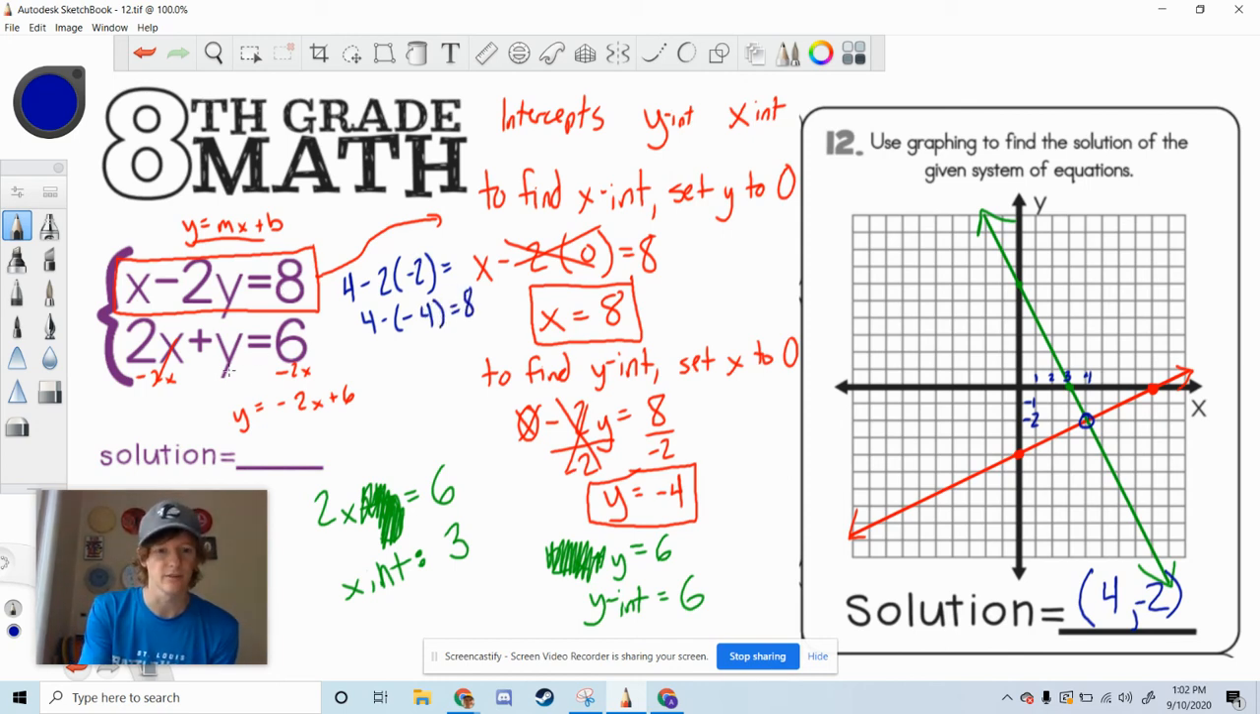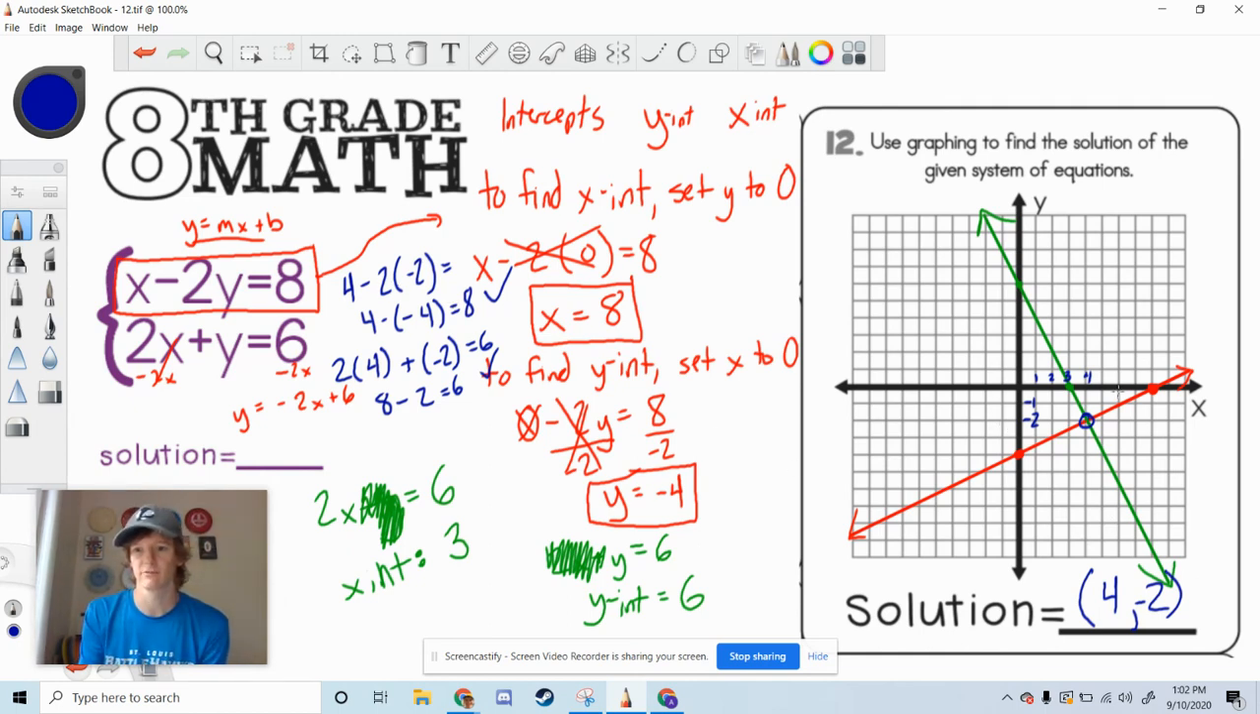Now we need to see if it works on this one here. I've got 2 times 4 plus y, which was negative 2. Does that equal 6? Let's see. 2 times 4 is 8, minus 2 does equal 6. Yes and yes. This is the only point in the universe for these two equations where these will be equal to each other. It is this spot right here, 4, negative 2.